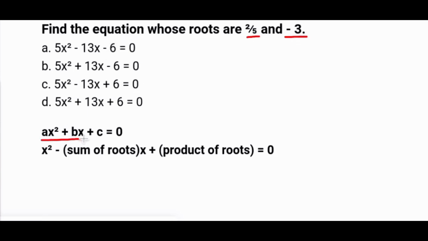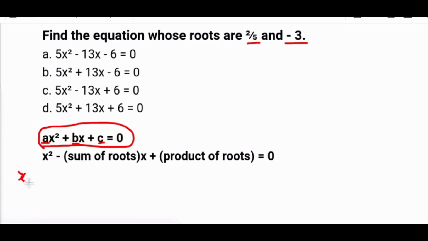But please note that for every quadratic equation, this is the format: ax squared plus bx plus c equals 0. The c here stands for the constant, and the b and the a stand for the coefficient of x and x squared respectively, while the x here is the variable. So to get the equation of given roots, use this format. This is just a trick: x squared minus sum of roots x plus product of roots equals 0.